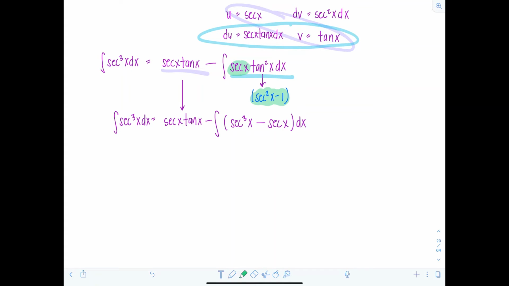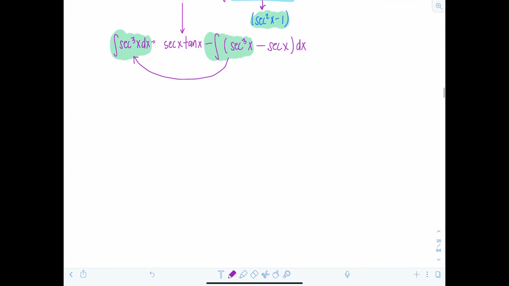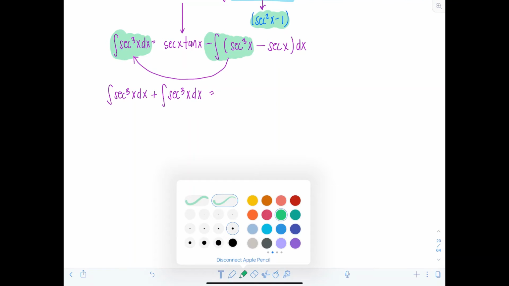Ooh, look at what happened. We have another boomerang integral. So the integral we're trying to find popped back up on the other side. Remember, we can just move it over as if it were a variable all on its own. And so I have the integral of secant cubed x dx plus the other integral of secant cubed x dx equals, okay, what's left over on this side?